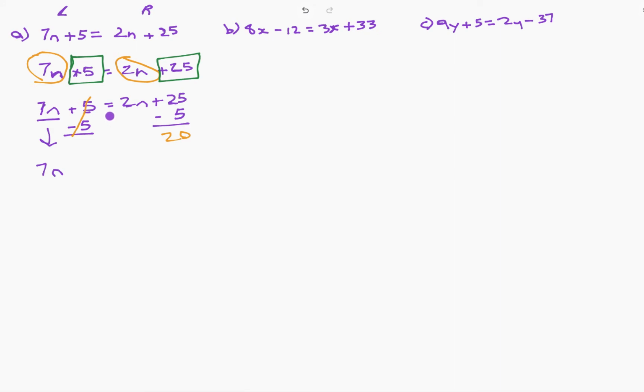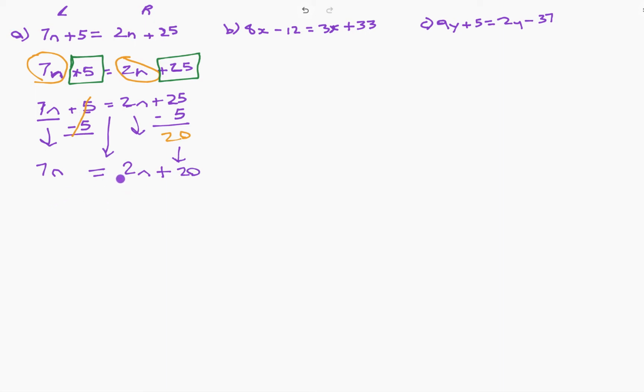Okay, we're bringing down what's left, boys and girls. We bring down the 2n, and now we just bring down, remember, it's positive 20. You're subtracting or adding two numbers with different signs. What do you need to do? Subtract the smaller from the bigger, keep the sign of the bigger one. So we have 20.